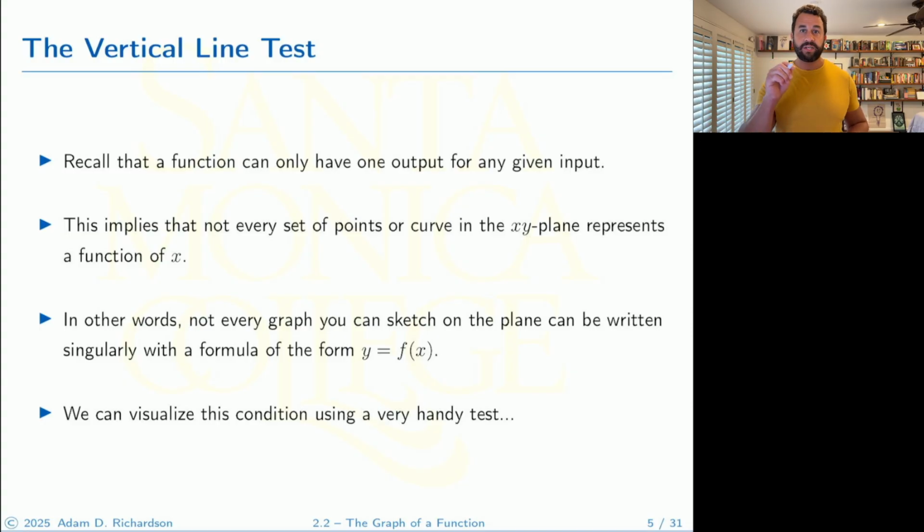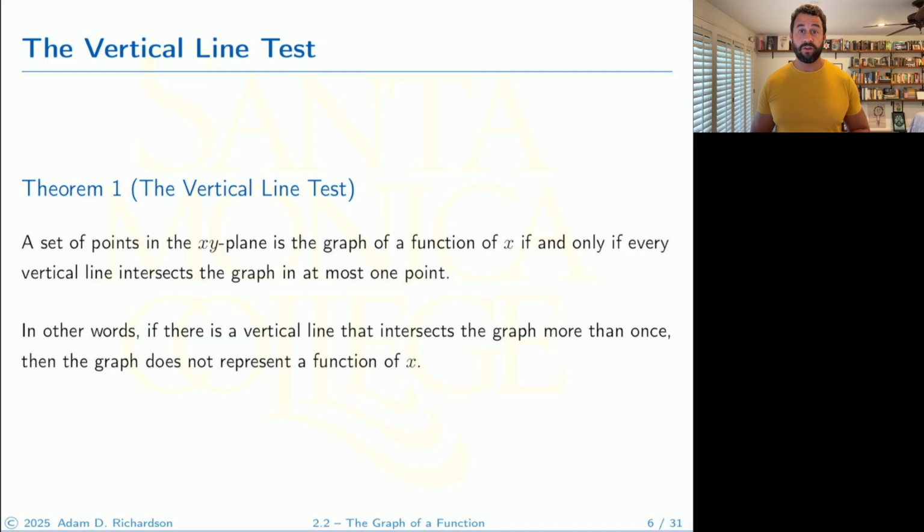That doesn't mean that that picture or that graph is going to be the graph of a function. So not every graph you sketch on the plane can be written in the singular form y equals f of x. We're going to see some examples in just a minute here. So we can visualize the condition that we require of a function by using this very handy test called the vertical line test.